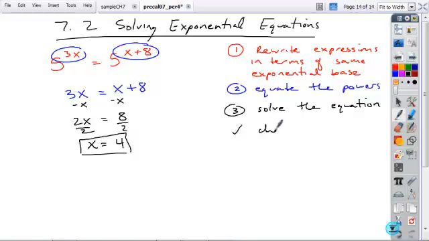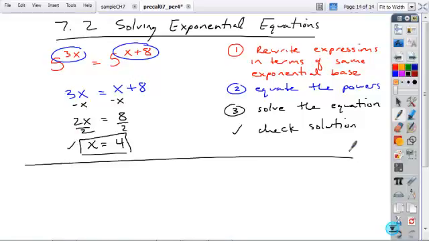It's always a good idea to check your solutions to make sure they work. So just test and see. Is it true that 5 to the 3 times 4 is equal to 5 to the 4 plus 8? 5 to the 12 is equal to 5 to the 12. So it does check.